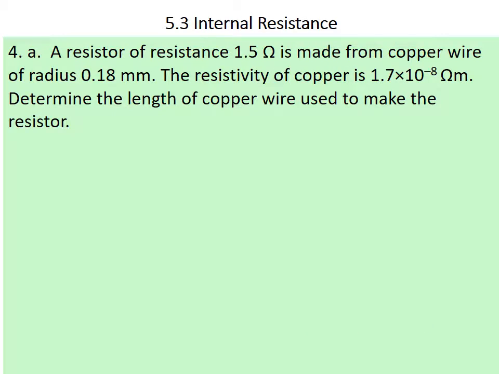A resistor of resistance 1.5 ohms is made from copper wire of radius 0.18 millimeters. The resistivity of copper is 1.7 times 10 to the minus 8 ohm meters. Determine the length of copper used to make the resistor. This one is easy. It's from topic 5.2.